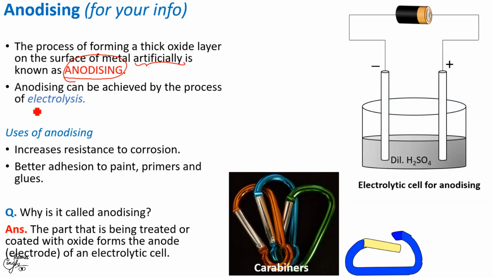Anodizing can be achieved by the process of electrolysis. Remember, we studied electrolysis of water in chapter 1, decomposition reaction. If in case you need to brush up, you know where to find the link.